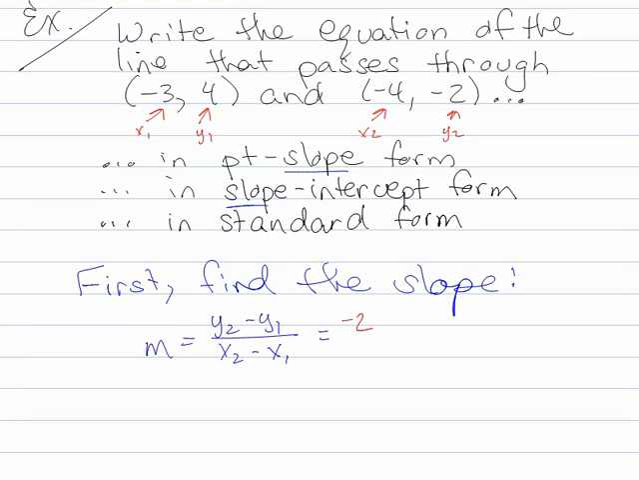y2 is -2 minus y1 is 4. Then x2, -4 minus x1, which is negative... what would the neighbors say? -3. So I've got -6 over -4 plus 3. So I've got -6 over -1, which is 6. So my slope is 6.